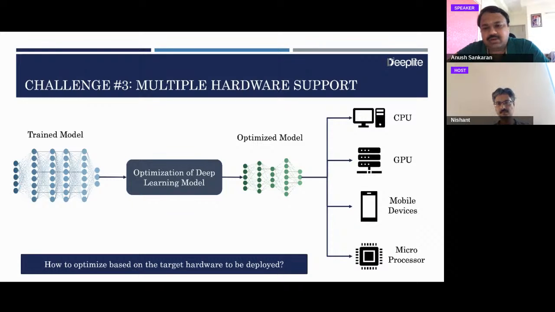Again, if you are trying to only focus on CPUs, it doesn't solve the problem of optimization for us, because there are so many applications that use FPGA and other kinds of hardware architectures that we should make sure that we support all different types of hardware, or as many as possible.